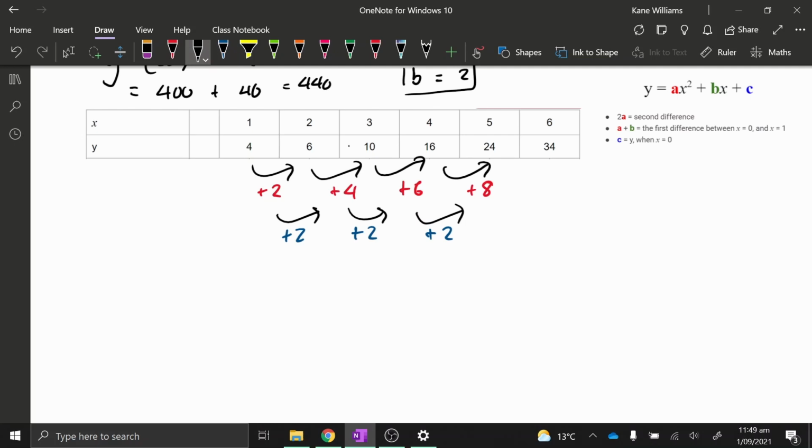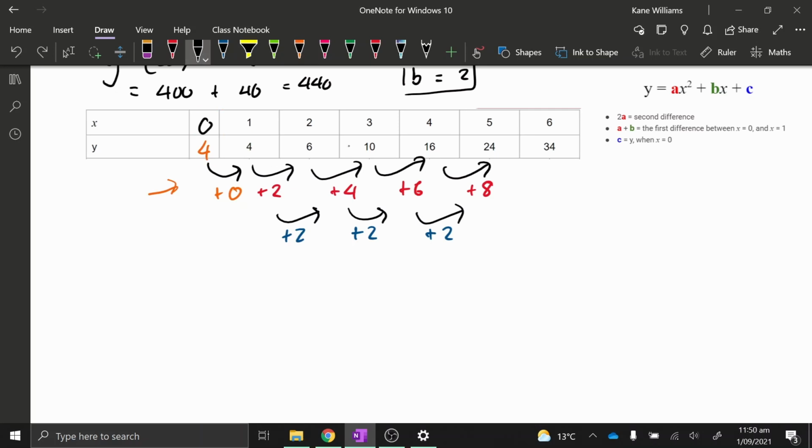And let's work backwards to find what we have when x is 0. So when x is 0, we work backwards. And we take 2 off. Sorry, we take a 0 off that 4. My mistake. Because the first differences are increasing by 2 each time. So 0, 2, 4, 6, 8. So what is 4 minus 0? 4. So when x is 0, y is 4.